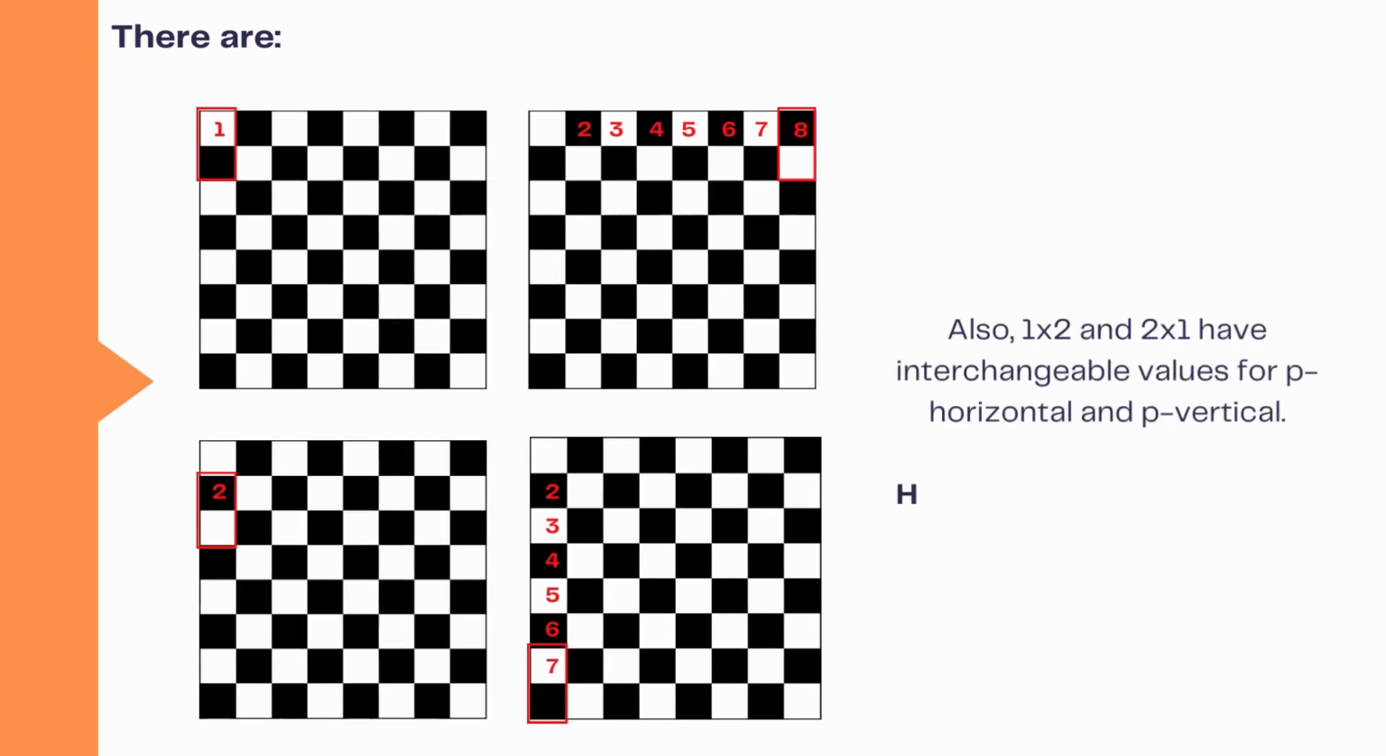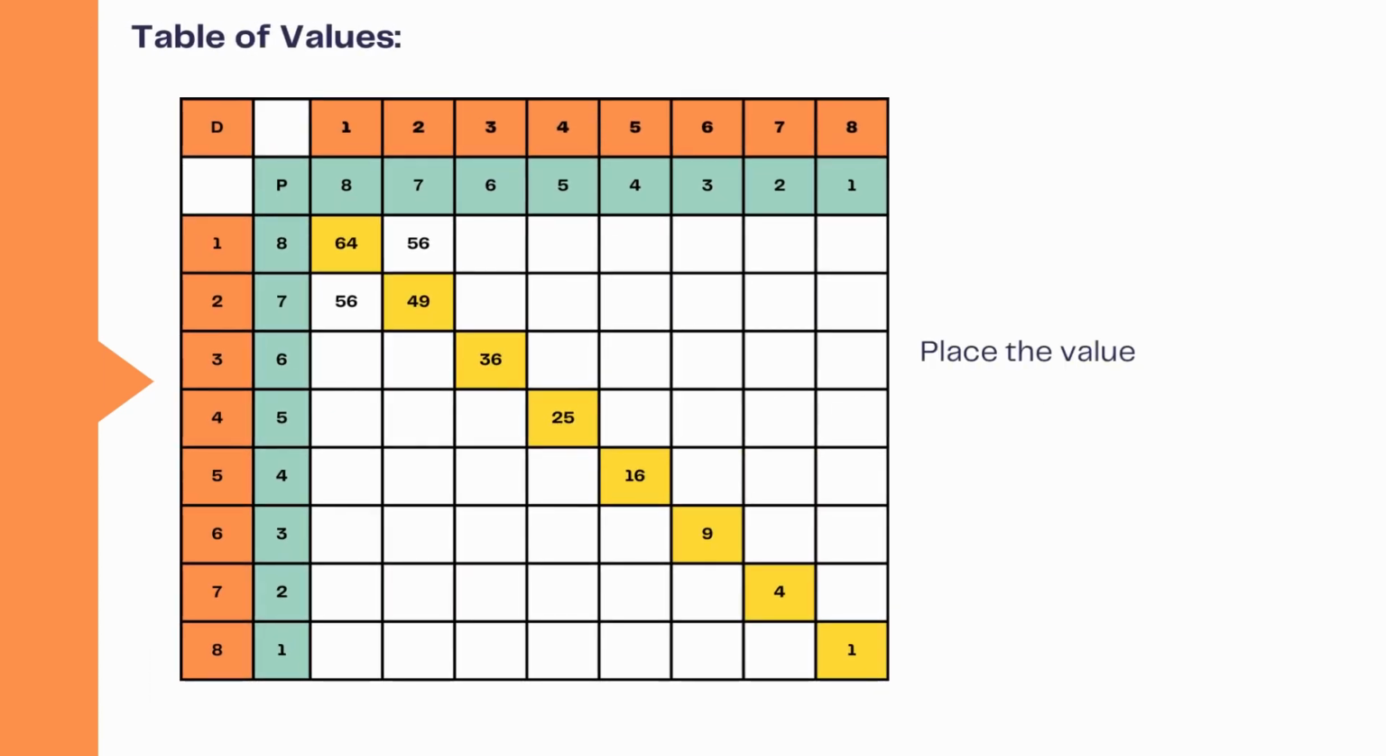Also, 1 by 2 and 2 by 1 have interchangeable values for P horizontal and P vertical. Hence, it has the same value. Place the value for rectangles 1 by 2 and 2 by 1.